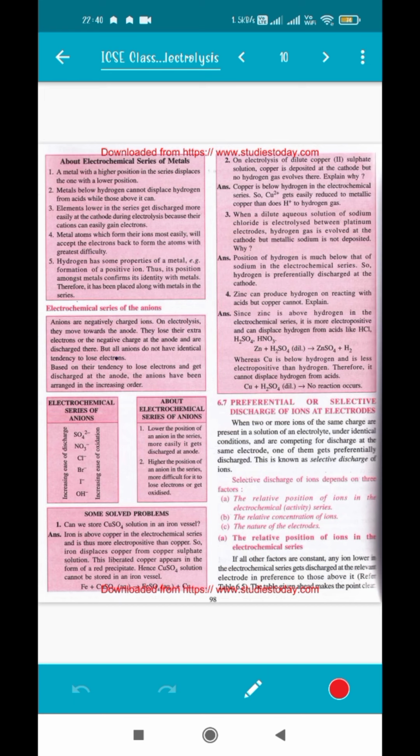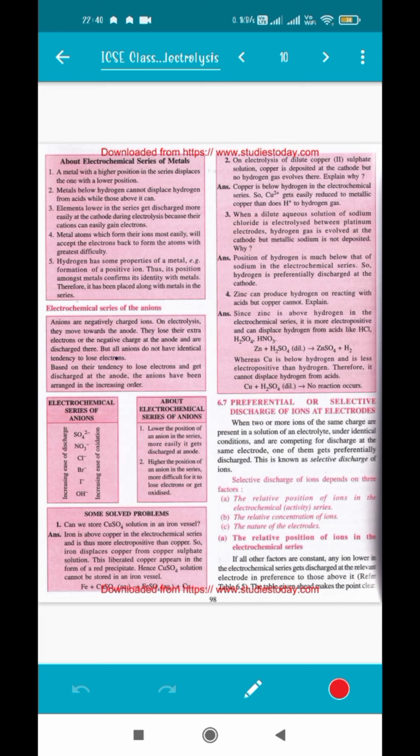It will be the one which is lower in the electrochemical series. So it will be hydroxide ions which will be discharged. So this is the first point. And next one is, higher the position of the anion, more difficult it is to lose electrons and get oxidized. Yes, the same thing, it has been repeated in a different way.